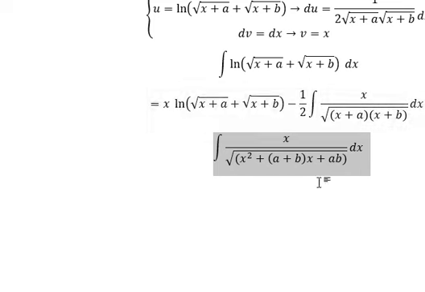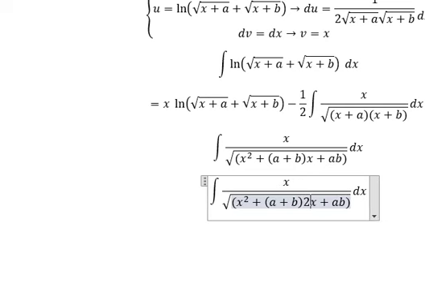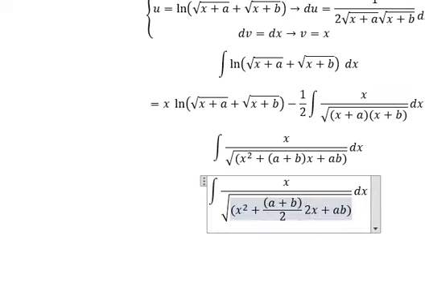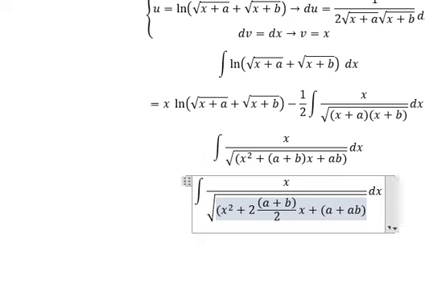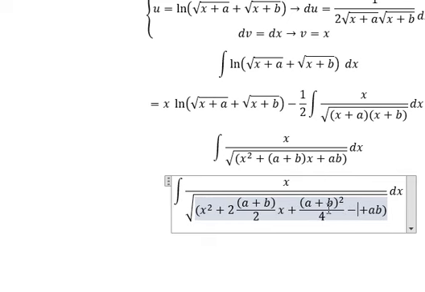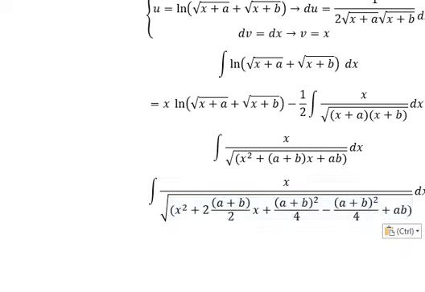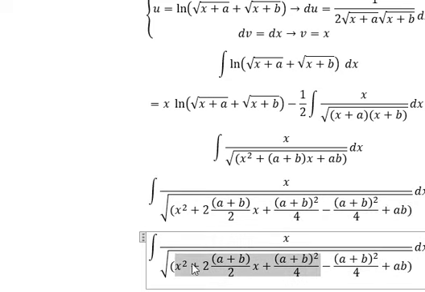So I need to focus on this one. So in this one we put 2 over 2 in here. So I need to add a plus b to the power of 2 over 4. Later we need to subtract this one. Now we can use identities.